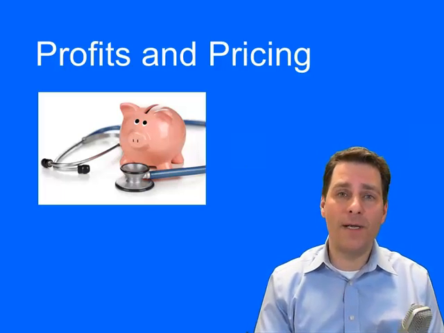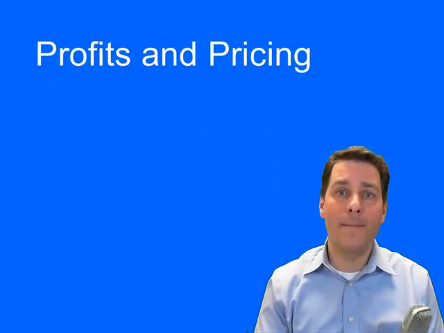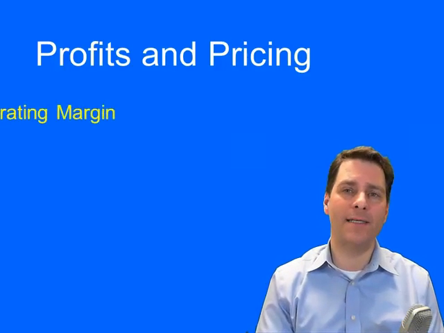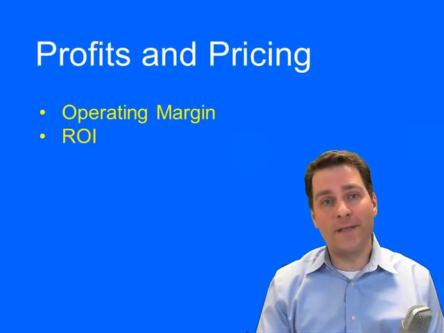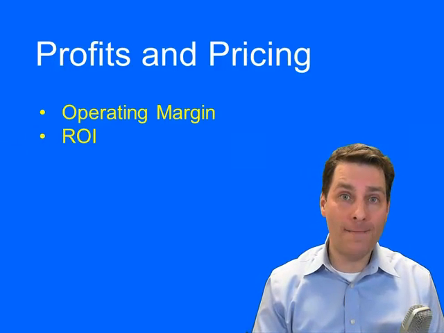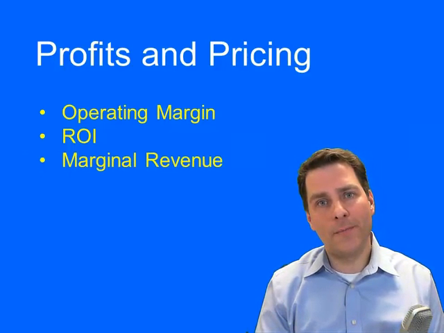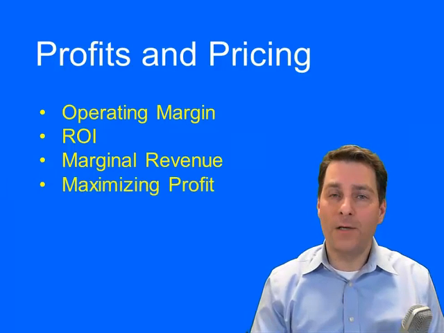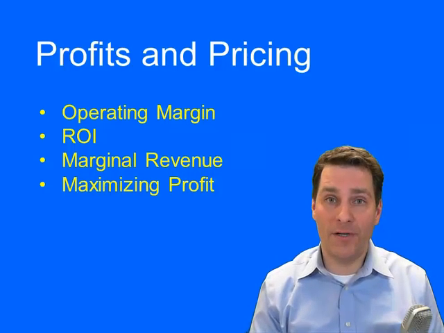Now, today we're going to be going over 4 scenarios, kind of work through some problems based in profit and pricing. So the first thing that we're going to be looking at today is operating margin. We are also going to revisit our old friend ROI, then also look at marginal revenue, and then we'll end with maximizing profit. So let's get started and look at some of these problems and concepts in a little bit more detail.